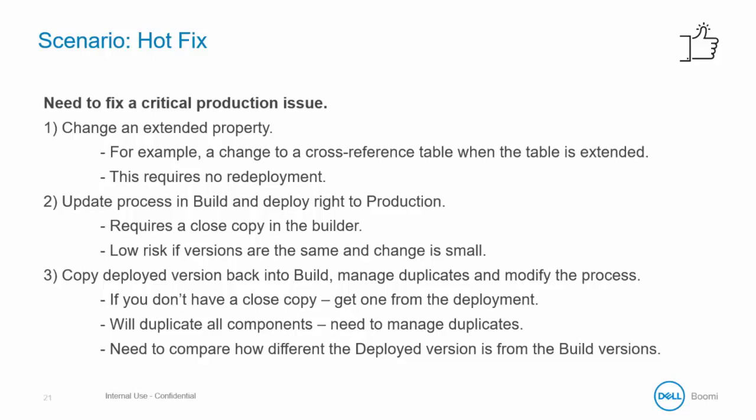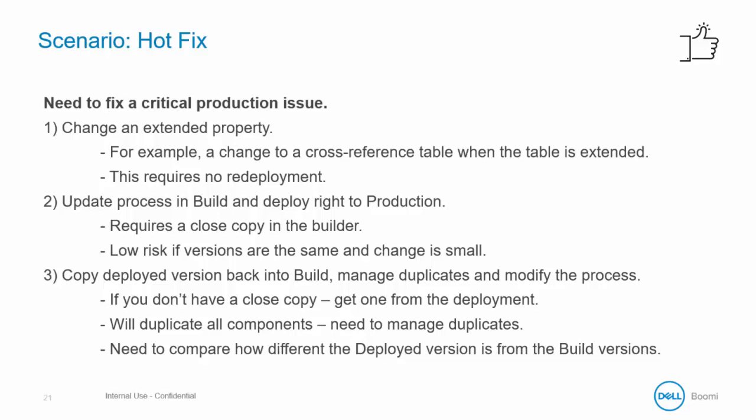So if the issue is not an extended property, then our second option is to go back to the build tab and update the process and redeploy. This will work if the versions are the same and the change is small. But what if the development team is already working phase 2 of the process and has changed everything? Then the third option would be to copy the deployed version in production back to the build tab, modify the component or components that need editing, and manage duplicate components.